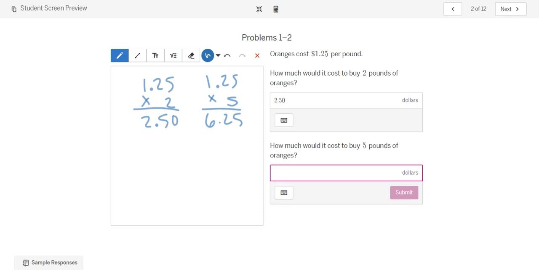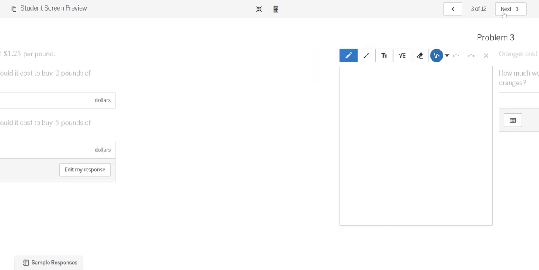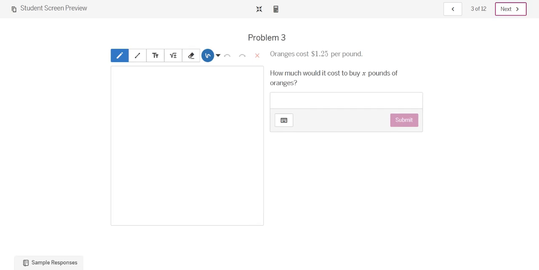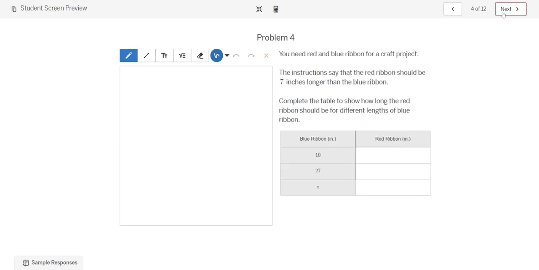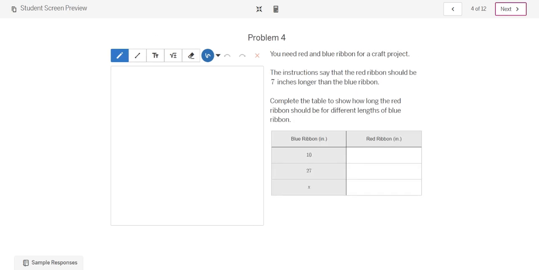So again, 6.25. Submit. Next, X pounds would be just like 1.25 times X is just 1.25X. You don't need to put any symbols there or anything. It should go in clean just like that.